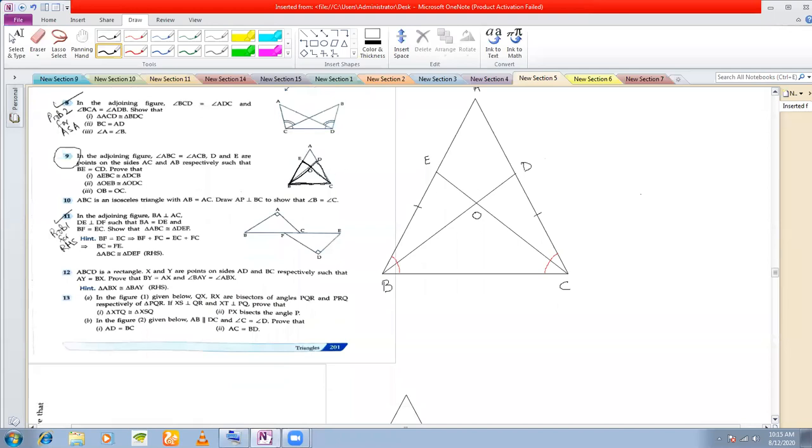Okay. So we need to show that these two triangles are congruent. How will I show? See that in these two triangles, the red angles are equal. That means this angle is given to be equal. Okay. What else? Side BE is given to be equal to this side. Fine. And what else? This is the common side of the two triangles. Right or wrong?